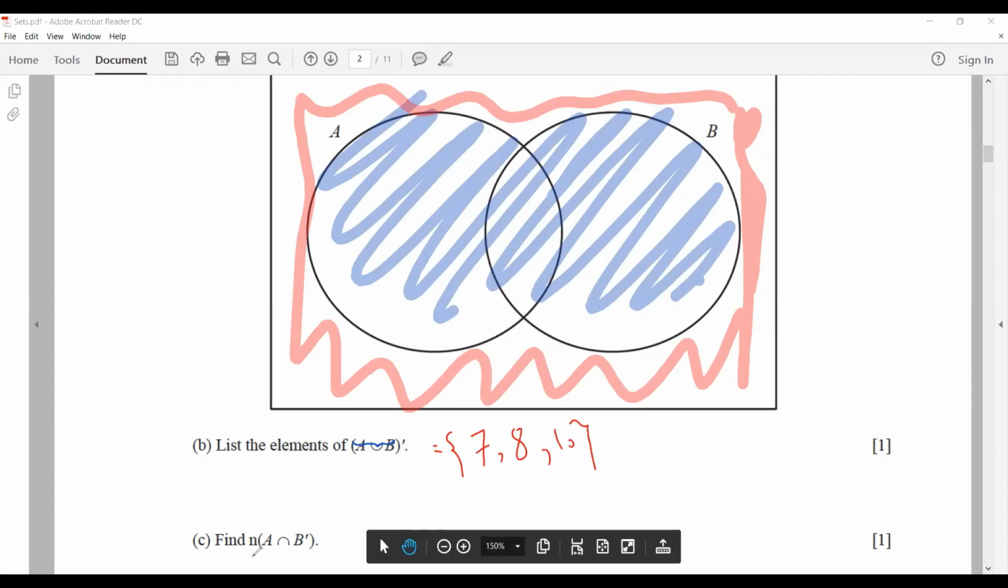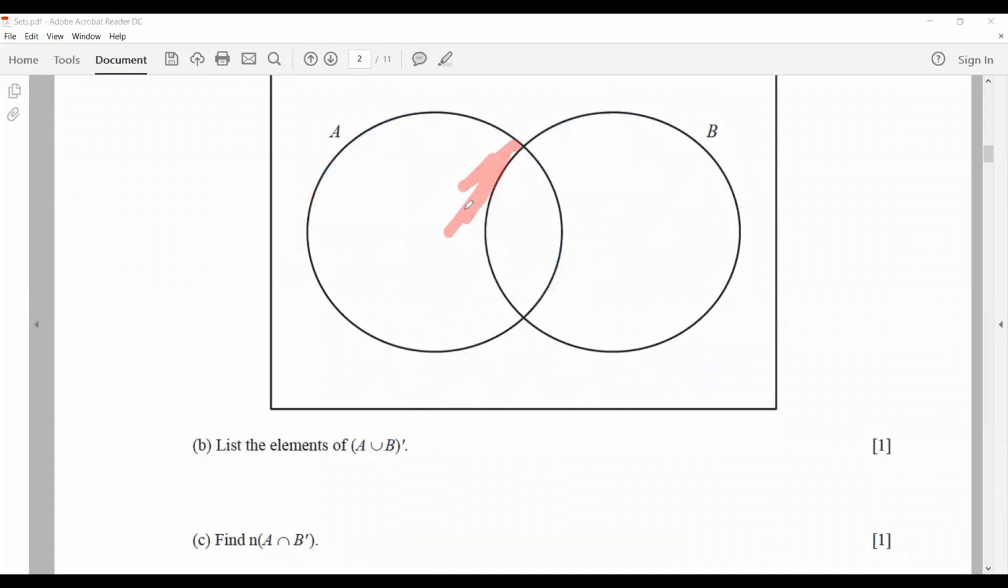And they're asking for the number of elements, so you don't have to list the members, just give the number, that's sufficient. So A intersect B complement. So B complement, maybe I can shade the region. B complement means anything outside B. So anything outside B in this region.